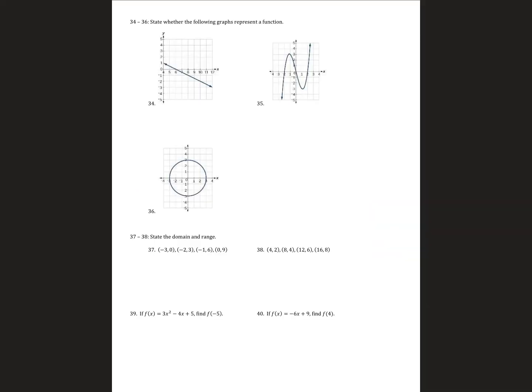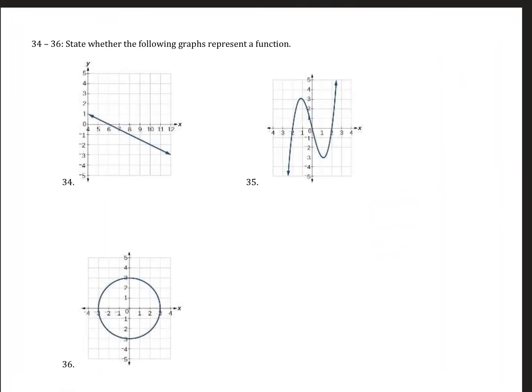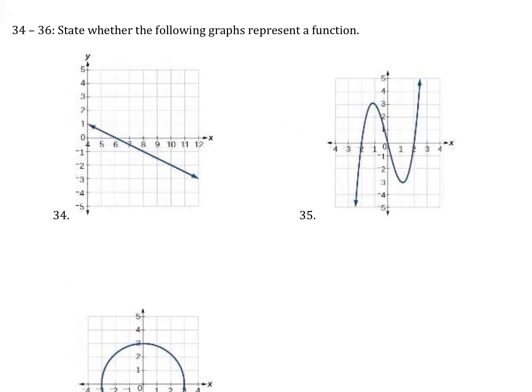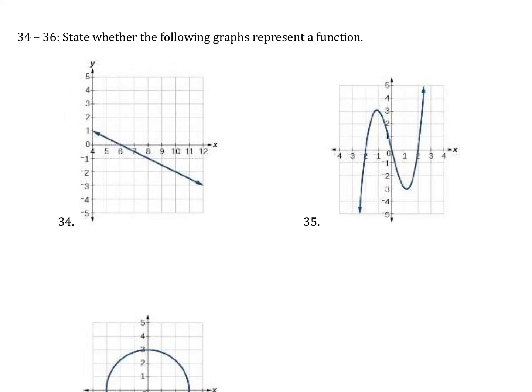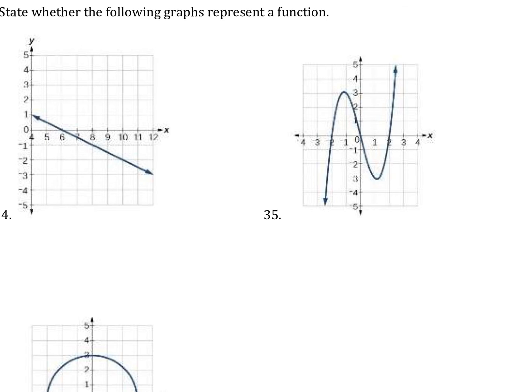For our next questions, we are stating whether the following graphs represent a function. For 34, 35, and 36, the only thing you have to do is draw a vertical line through the graphs or the lines that are drawn on the coordinate plane for you. If that vertical line intersects once, it's a function. If it intersects more than once, it is not a function. So if we take a vertical line and put it anywhere on the coordinate plane for number 34, we see that this only intersects one time. So this one is a function.